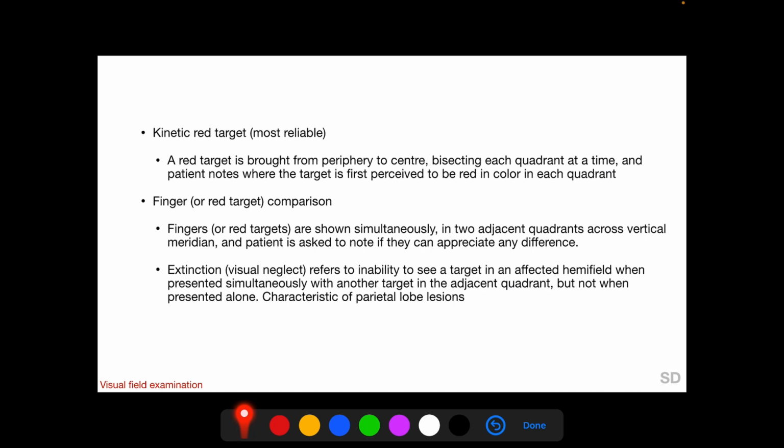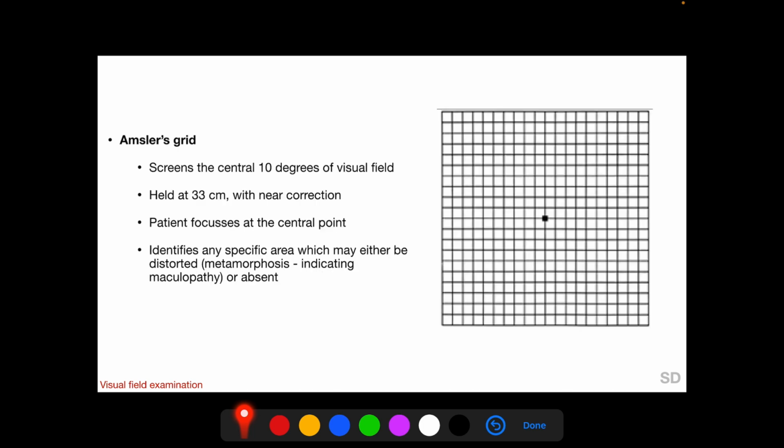Extinction or visual neglect refers to inability to see a target in an affected hemifield when presented simultaneously with another target in the adjacent normal quadrant, but not when presented alone. It is a characteristic of parietal lobe lesion and is called hemifield neglect, which we will be discussing in a subsequent presentation. Amsler's grid assesses the central 10 degrees of visual field.